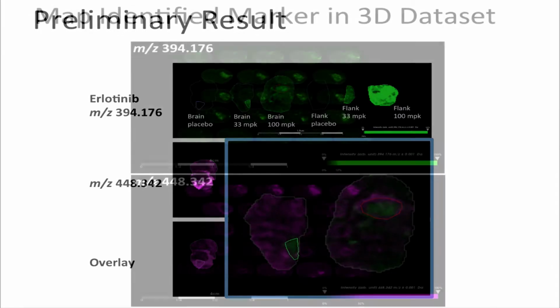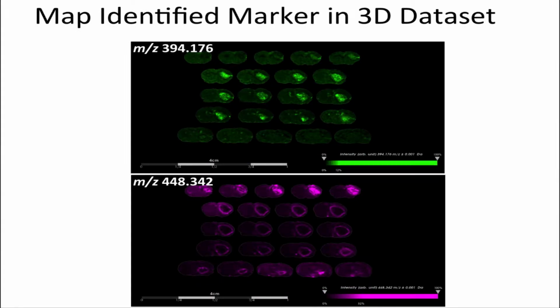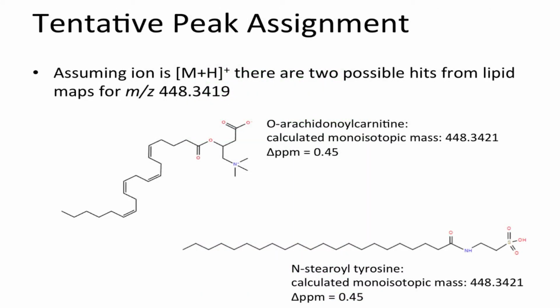So we went back into the 3D data, which was acquired differently, and in this case we have multiple plane, and we see the drug distribution, and again, we see even this rim forming around the tumor that seems like we might have something of interest.